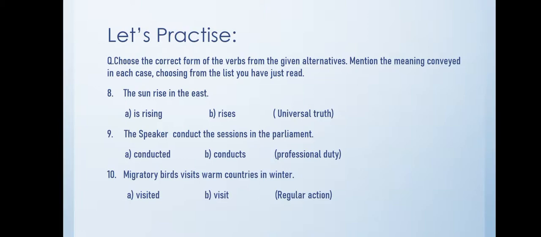This is a universal truth. Now for a universal truth, it should be in present tense. Which option have you chosen? Yes, you have already chosen option number B. Am I right? Yes, the sun rises in the east.